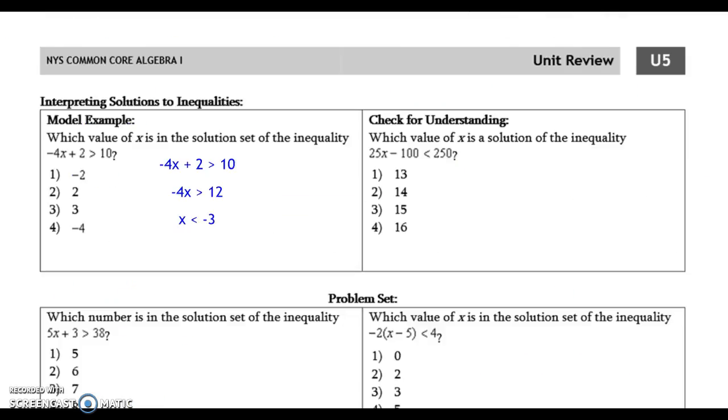Now I've done the model example for you, and it does say that it's looking for the value of x that's in the solution set to the inequality. I divided by a negative here, so I got a flipped sign. It went from greater than to less than, and I see that it says x is less than negative 3. Be careful, because the answer is not any of these answers that are here. It's this last answer, because the only value here that is less than negative 3 is negative 4. Often they'll give you a choice of negative 3 or negative 4, and negative 3 does seem like it's the answer, but it says that x has to be smaller than negative 3, so negative 4 is my only answer. Try the check for understanding.